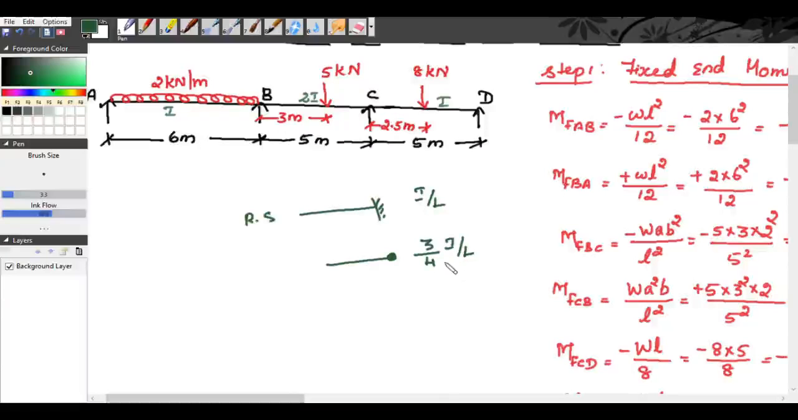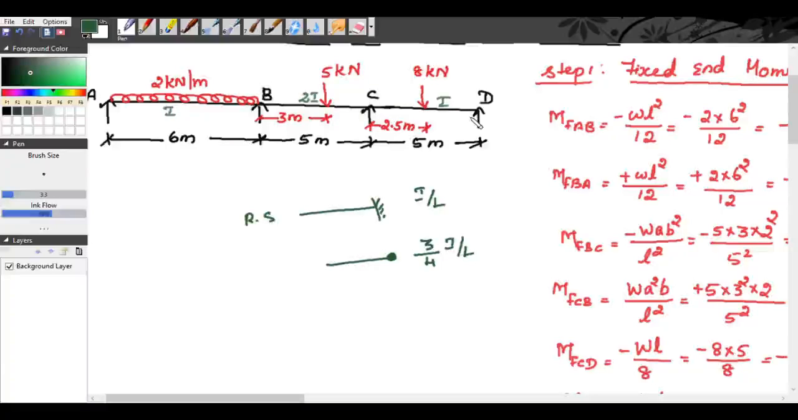Here B and C are intermediate supports. So B and C should be considered as fixed supports. Intermediate supports are assumed to be fixed supports, because there will be negative moments, hogging moments. At A and D, see, A and D are hinged supports or simple supports.